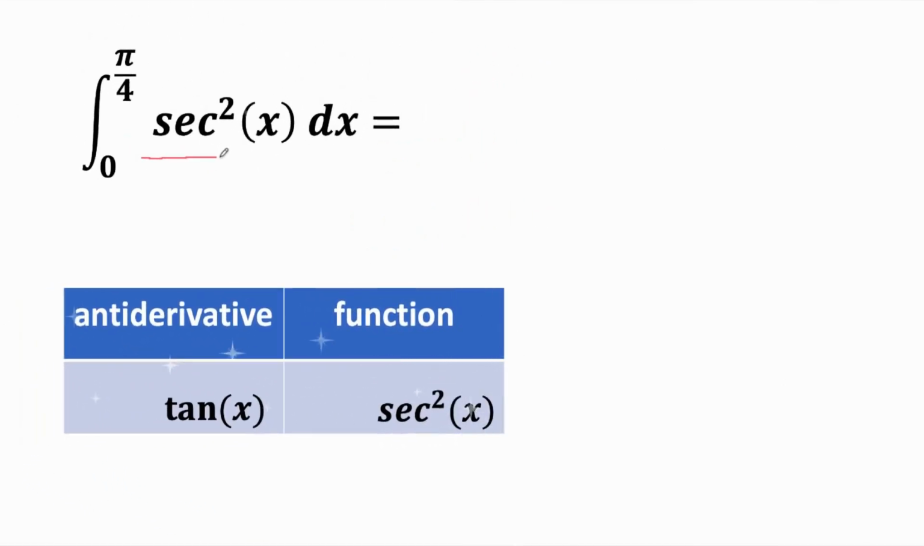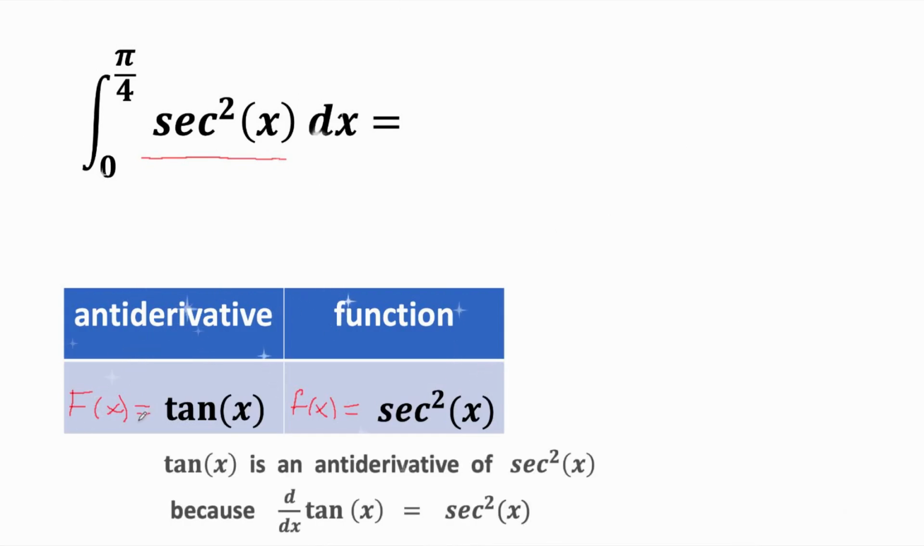Here's a similar example. We'll take the function secant squared. So let f of x be the given function, which is secant squared. And then we'll take one antiderivative of this function. The big function F would be tangent x. And then we'll take this antiderivative to evaluate this definite integral.